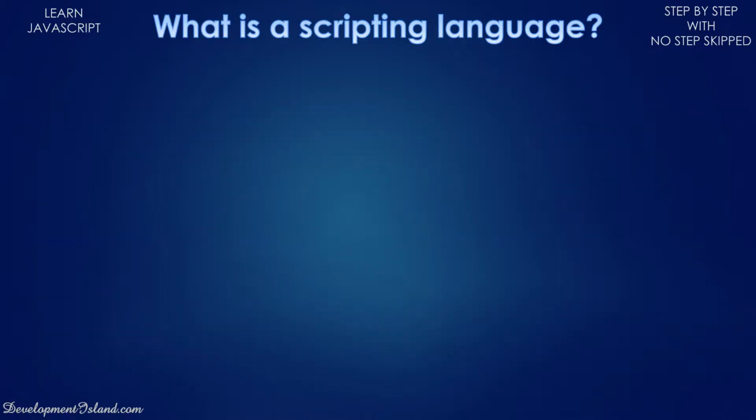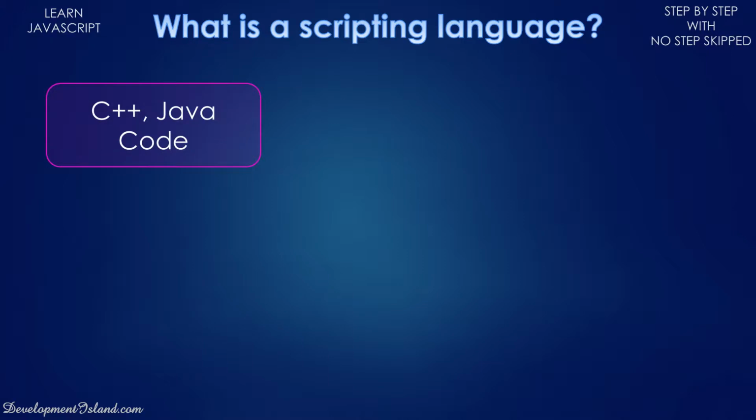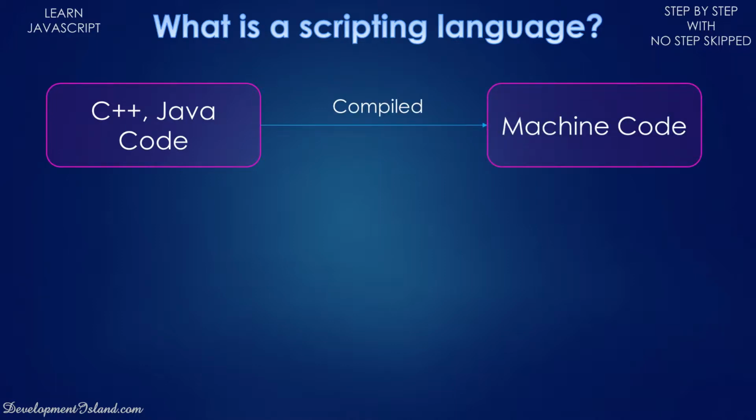Now let's understand what a scripting language is. A scripting language is an interpreted language. This means that it doesn't need to be compiled. Okay, what does it mean? Well, if you pick C++ or Java and you write code in any of these languages, your code will need to be compiled by a compiler and converted to machine code. Machine code is the language that's going to be understood by your computer. And this is a very low level of code and consists entirely of numbers. And this is what your computer is able to understand. So these languages need to be compiled.